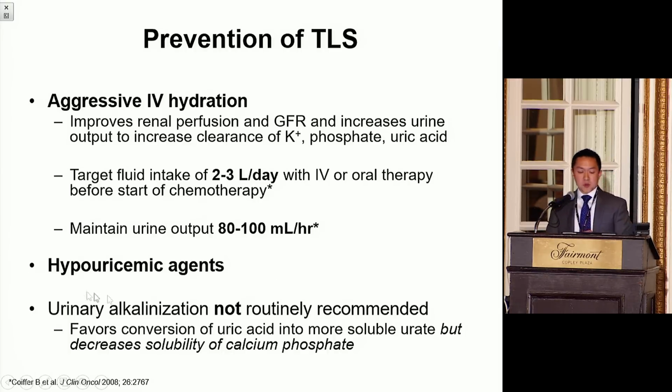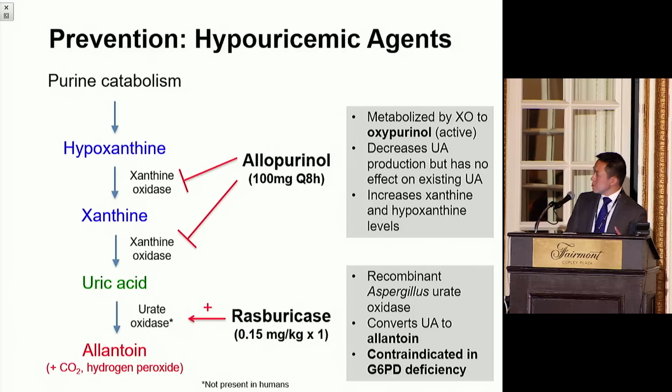The other component that's important is the use of hypouricemic agents to try to reduce serum uric acid levels. Now, traditionally, it was thought that urinary alkalinization would help these patients because by alkalizing the urine, you promote the conversion of uric acid into the more water-soluble urate ion. The problem here is that by raising the pH of the urine, you actually decrease the solubility of calcium phosphate, which can then precipitate in the kidney and cause injury. So urinary alkalization is no longer routinely recommended as a preventive measure for tumor lysis.